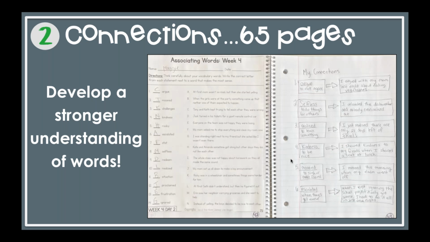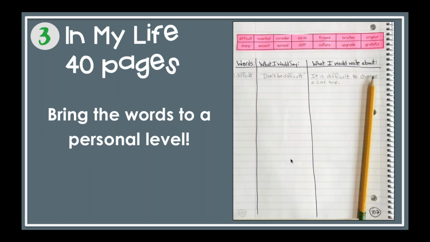Another thing you can do in this section to help them build connections to the words and the meanings around them is have them write the word, what it means, and then how it might be used in their life, like selfless, to do things for others. I unloaded the dishwasher and nobody even asked me. So that's an example of being selfless. And that's the second section, connections. And then the third section, they're going to take those connections and put them into their own life. So the words become part of their own life, and this is really where the words become personal for them.